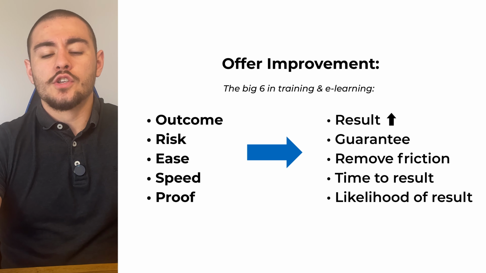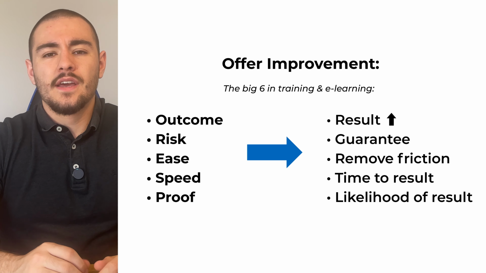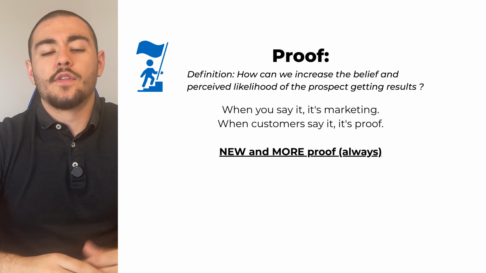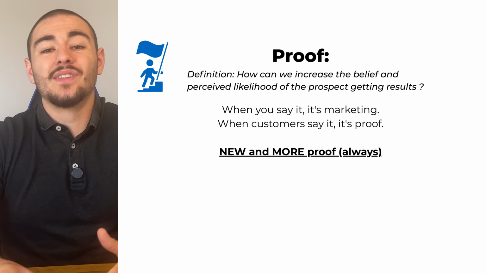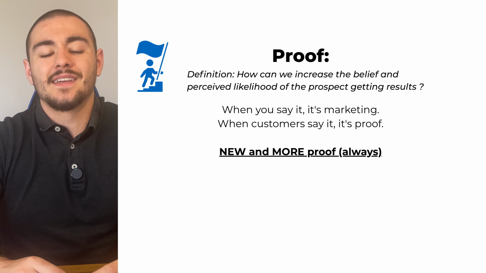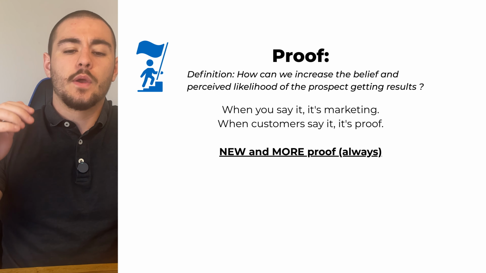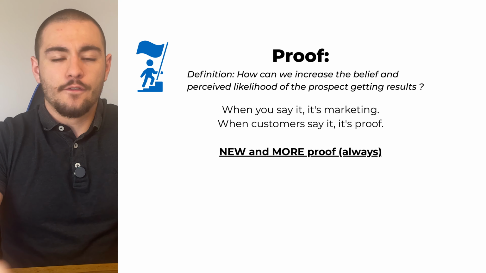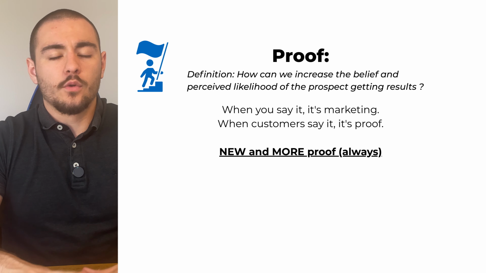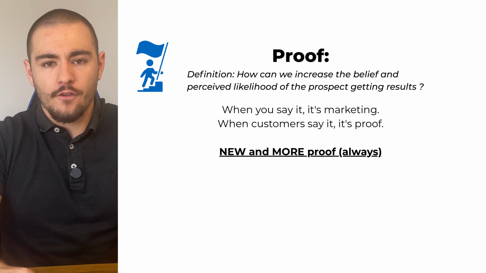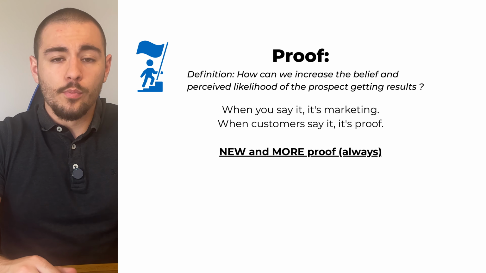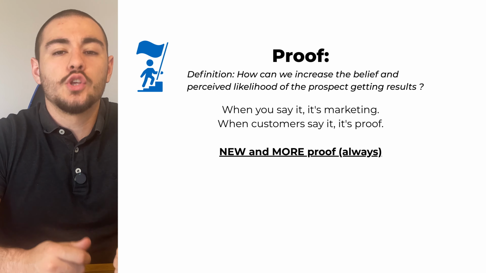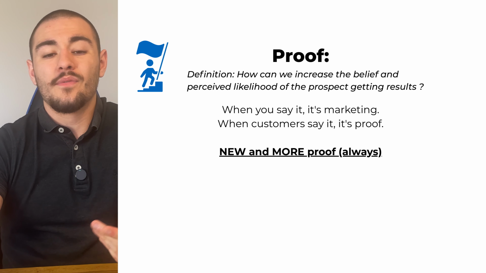Then there's going to be proof. In the mind of your potential customer, they're thinking, what is my likelihood of getting that result, right? So the definition I like is how can you increase the belief and perceived likelihood that the prospect gets results? Think about it this way: when you say it, it's marketing. When your customer says it, it's proof. And for proof, I don't care how big your company is, you will never have enough proof. You need more proof in different variations, different formats, but most importantly, it needs to be new. So the newer the proof, the better.